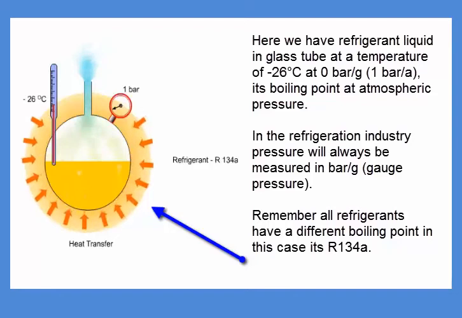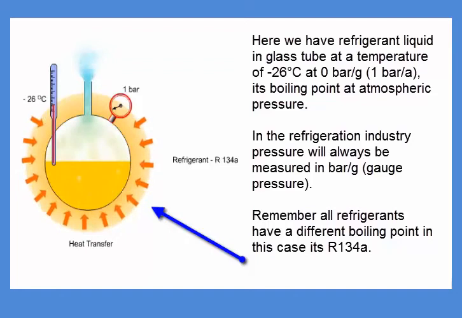The outside wall of the flask is here exposed to the ambient air temperature of 21 degrees Celsius we have here. And because the flask in the top is open to the ambient, the pressure inside is the same as the average atmospheric pressure of 1 bar. The refrigerant in this example is named R134A, and it boils at a temperature of minus 26 degrees Celsius in atmospheric pressure. So the temperature inside the flask is minus 26 degrees Celsius.